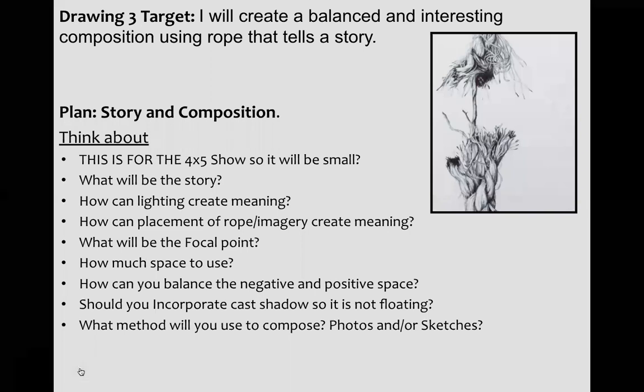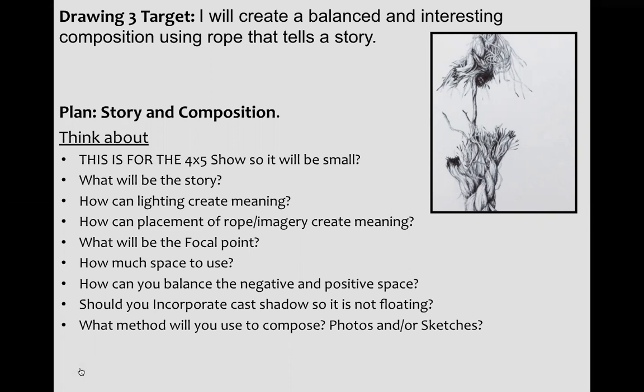So what I would like you guys to do today is to really just experiment. This work is going to be only 4 by 5, so it's going to be very, very small. Even though it's small, what will that story be? Think about maybe how lighting could affect that meaning. Is there a place you can go where you can put a spotlight, or you can put side lighting to create dramatic shadows? How can the placement of the rope create meaning? What's going to be the focal point? How much of the space are you going to use? So thinking about that balance of positive and negative space. Do you want to incorporate a cast shadow so it's not floating? Thinking about methods of composition, how are you going to compose?